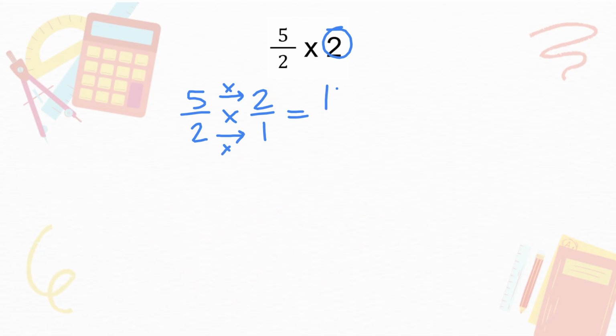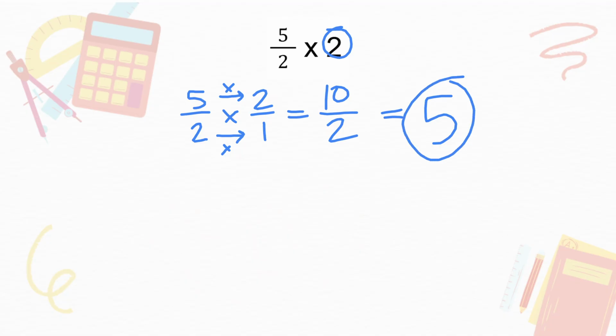5 times 2 is 10, and 2 times 1 is 2. Maybe at this point you're getting a little bit faster when looking at these improper fractions, and maybe you've noticed already 10 divided by 2, or 10 over 2, you might know that answer already. 10 divided by 2 is just 5. So your answer to this question of 5 halves times 2 is 5 with no fractional parts.